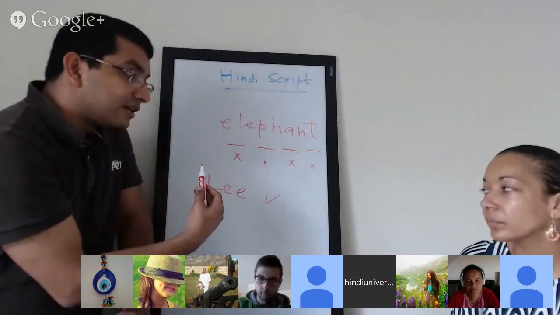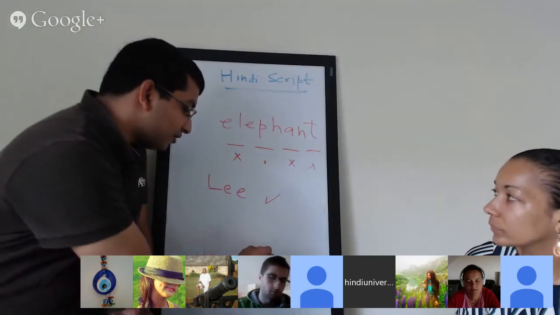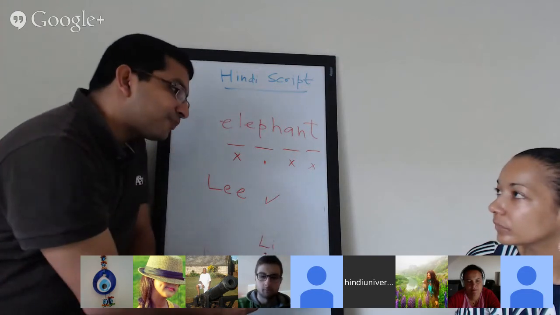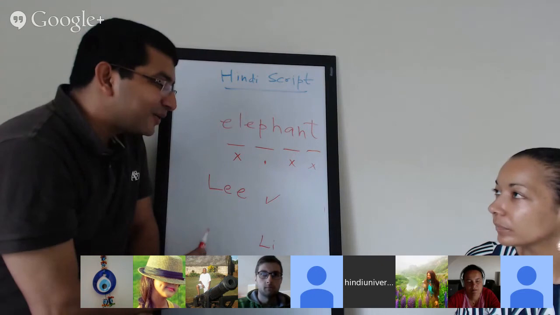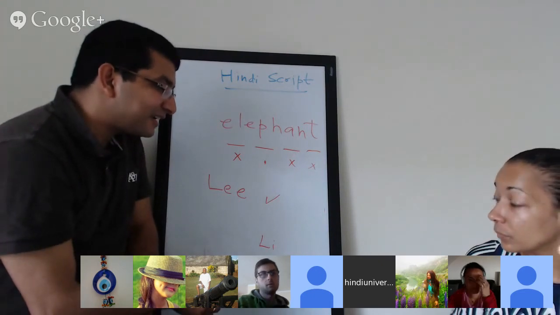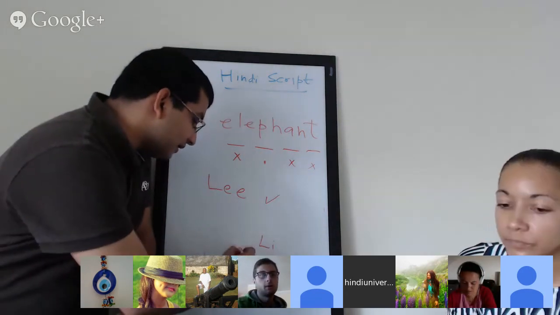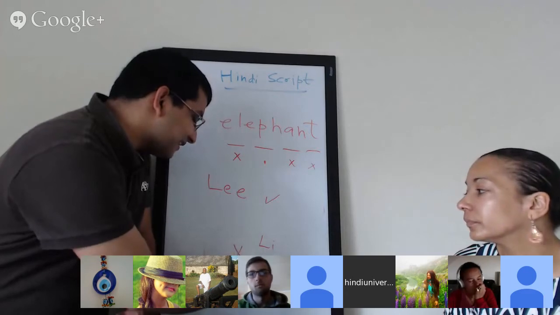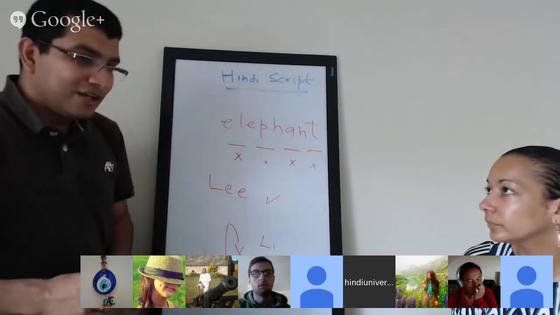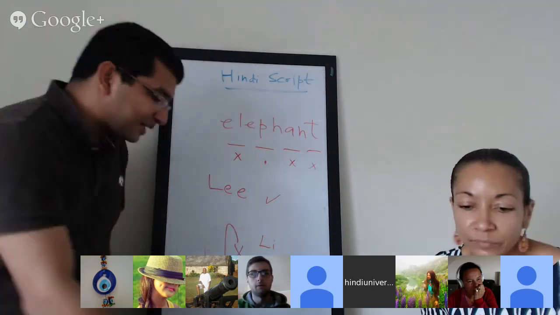Even when you write elephant in Devanagari script, it'll be Lee. Now we have not done the matra here. But do you remember the matra we did for E? Which side, left hand side or right hand side? The one we just did on the left. Left hand side. So if I write la and add the matra, it will be Li. Good, we are covering a decent number of examples.